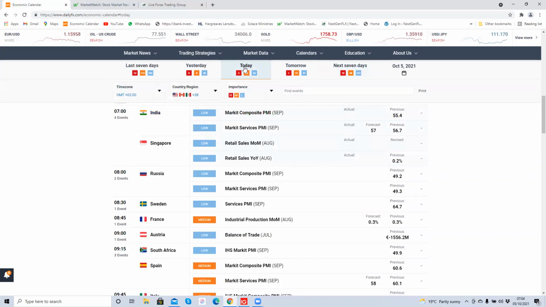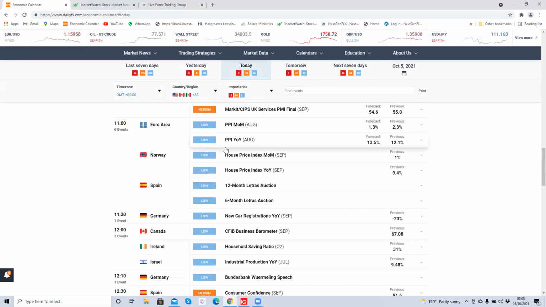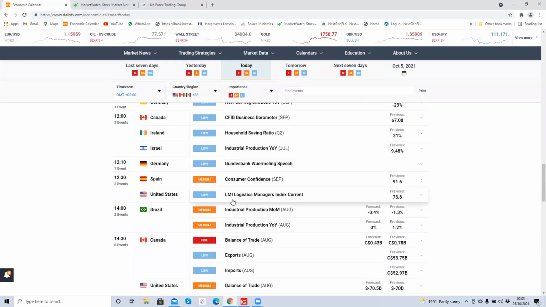So like I said, for today, I'm just going to start trading the Euro US dollar now, but I only have one attempt at the market. And for the dollar Canadian dollar, I'll wait till 2:30 when the Canada balance of trade report is announced before I start trading the dollar Canadian dollar.